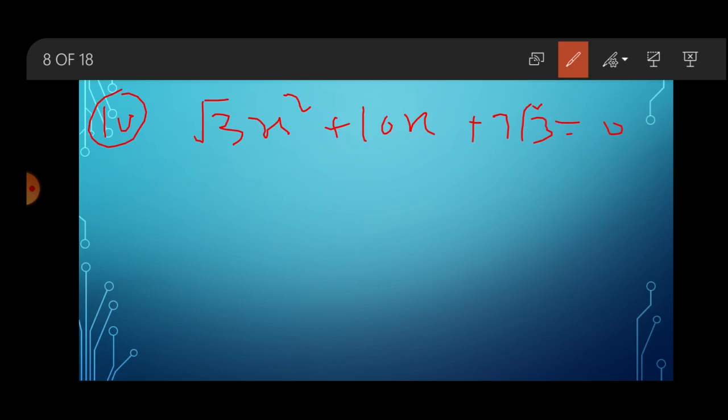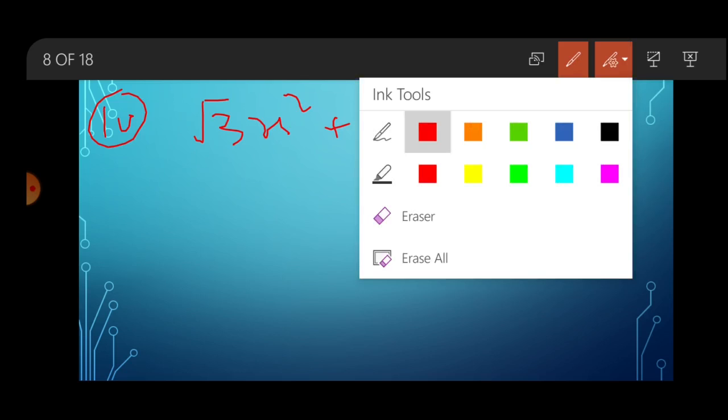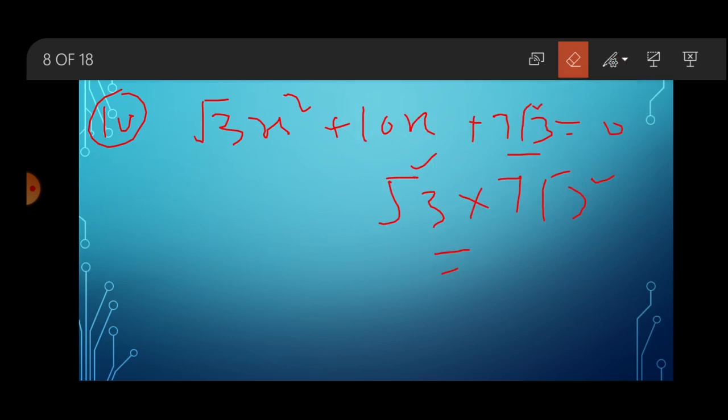Now what I will do is again multiply the constant term by the coefficient of x square. So you can see that we have a multiplication of root 3 and 7 root 3. When you multiply you get 21, because root 3 times root 3 is 3, and 7 3s are 21. Now you have to break 21 into two such parts whose addition or subtraction becomes 10. So we have simple two parts, that is 7 into 3 is equal to 21.